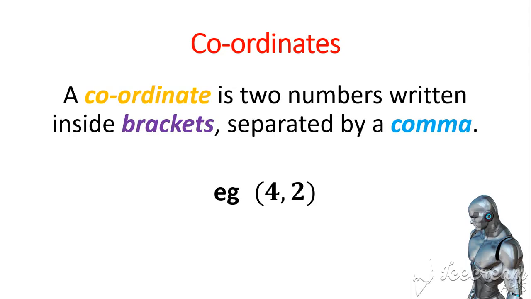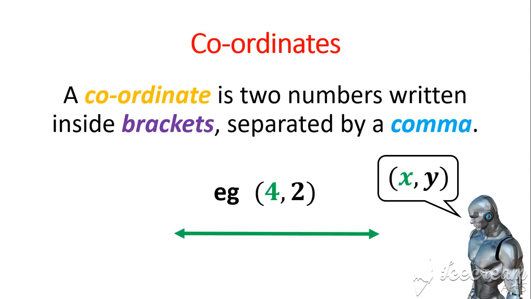Right, so a coordinate is two numbers written inside brackets separated by a comma. For example, inside brackets 4, 2. We always put the x value first. So the first number represents going across first, and the second number, which is the y value, is going up and down.